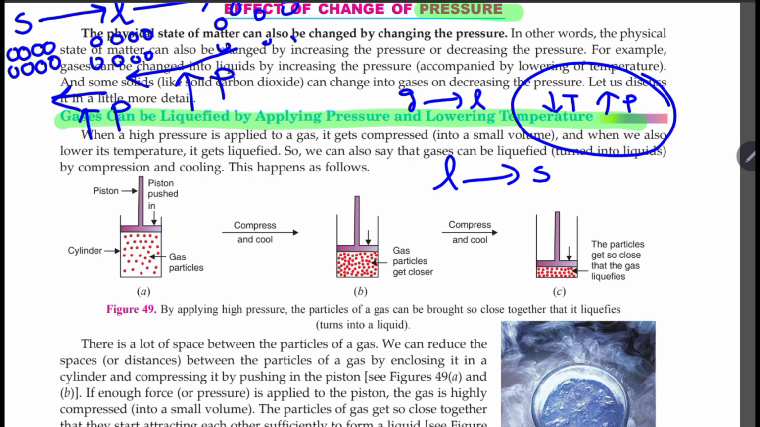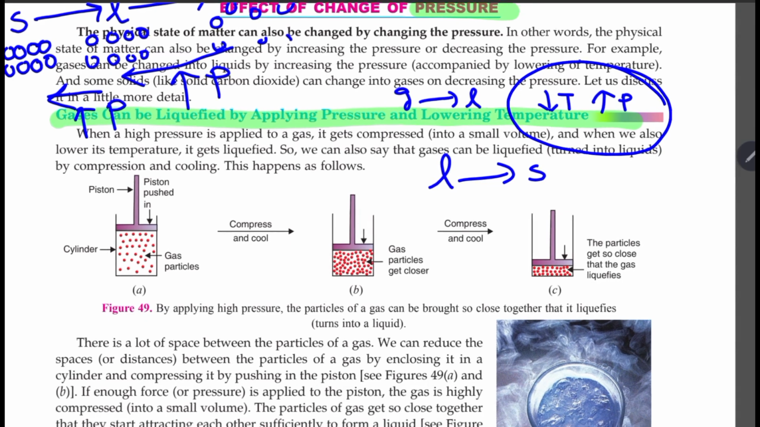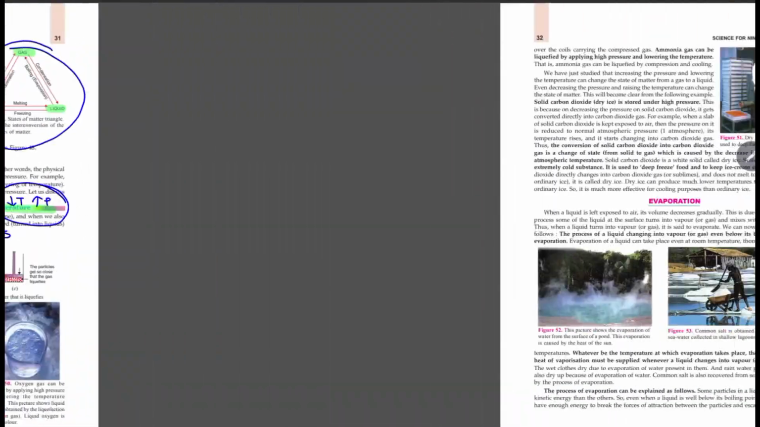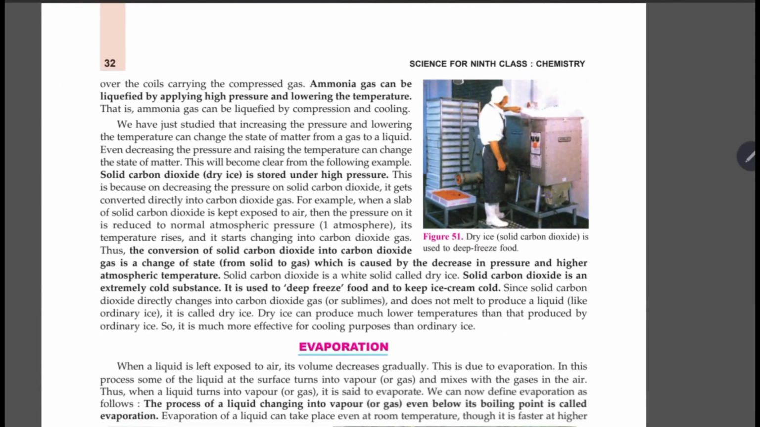Lower the temperature and increase the pressure. So the reverse will take place, that is, let us see in the next page what it is. The reverse can take place. Suppose I want to go from a gaseous form to a liquid state. So what did I see? Gaseous form to a liquid state.